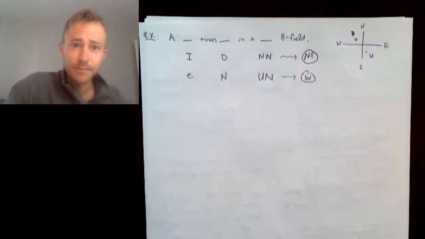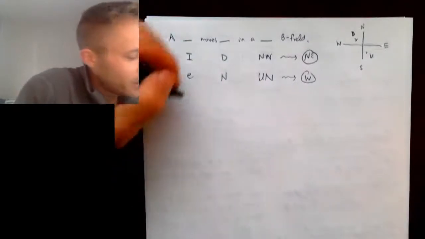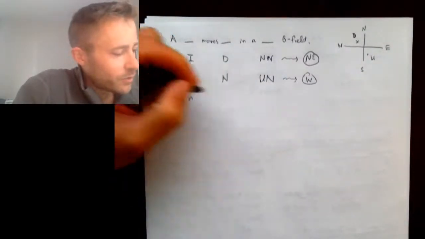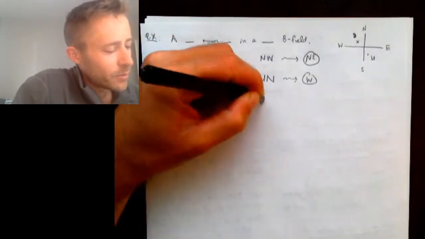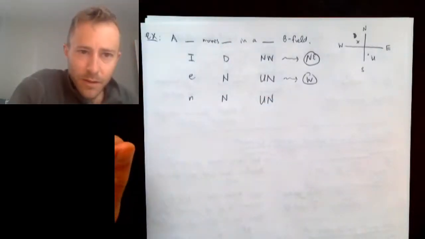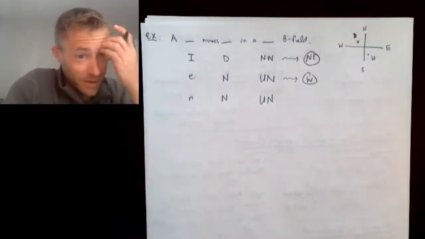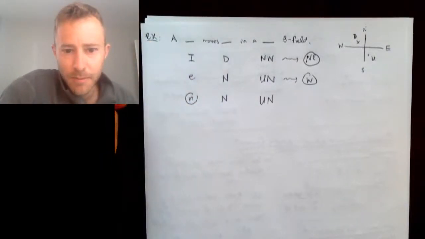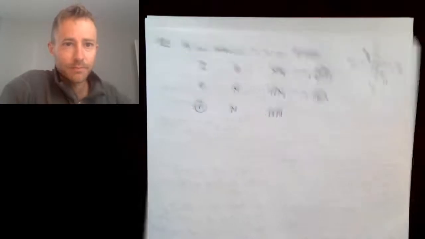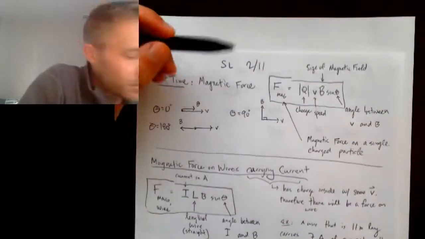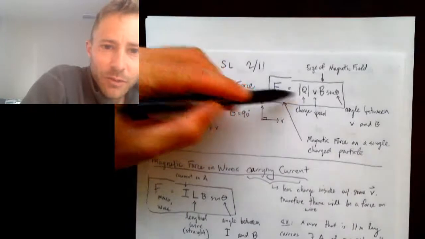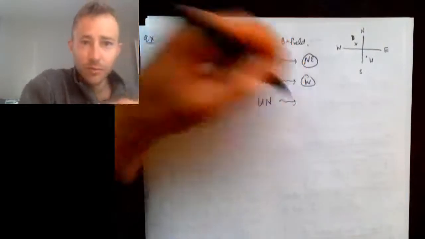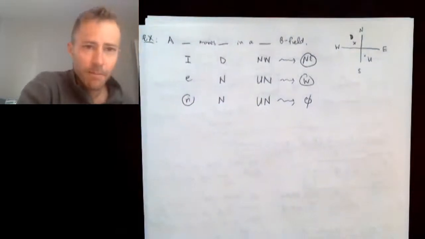Let's do a couple more. What if we have a neutron instead that is traveling north in an up-north field? These are the kinds of ones where you got to be careful, okay? Because this is a neutron, and neutrons have no electric charge. No electric charge means that the force is zero, because it's QVB sine theta. So if Q is zero, then there's just no force, okay?